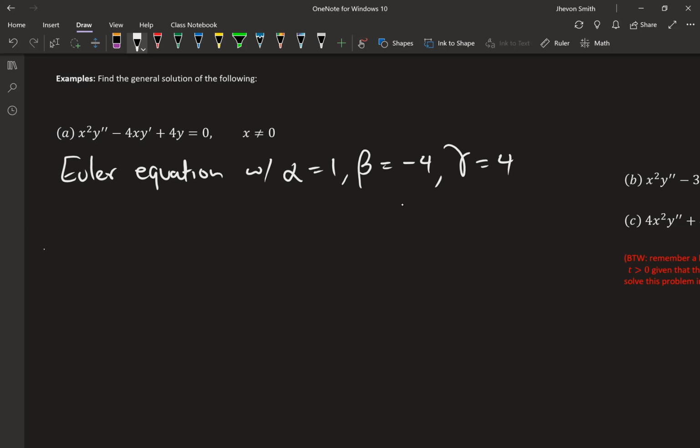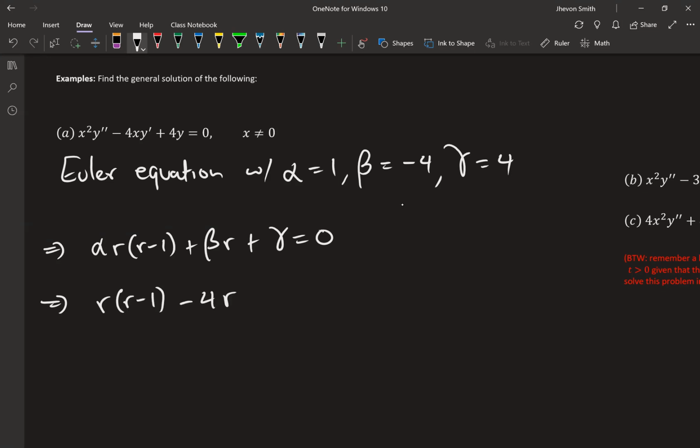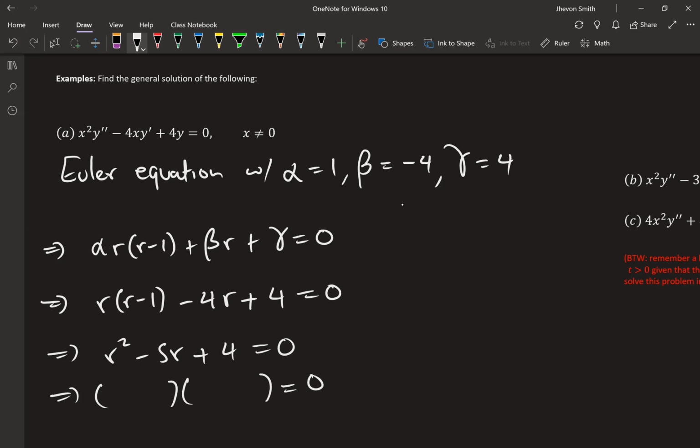So what I would do here is find the indicial equation. It's alpha r(r minus 1) plus beta r plus gamma equals 0. So this leads me to r times (r minus 1) minus 4r plus 4 equals 0. This is r squared minus 5r plus 4 equals 0. And that's a quadratic, and that guy factors. -4 and -1, it looks like.